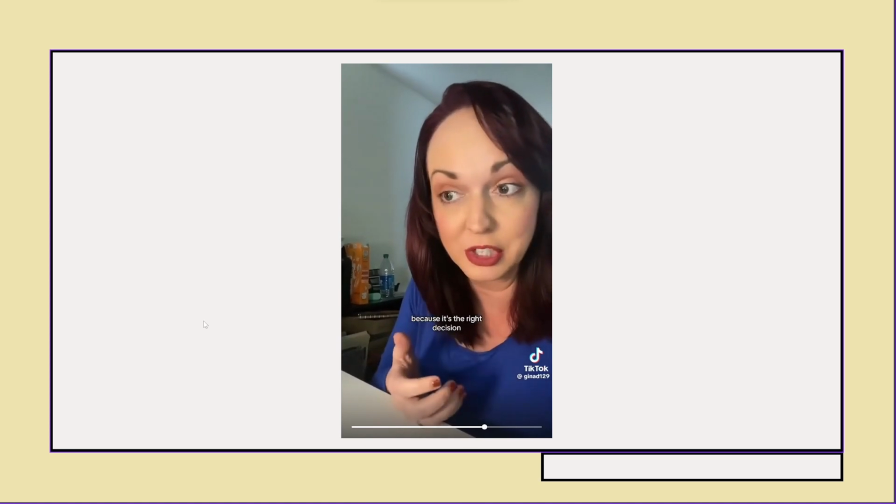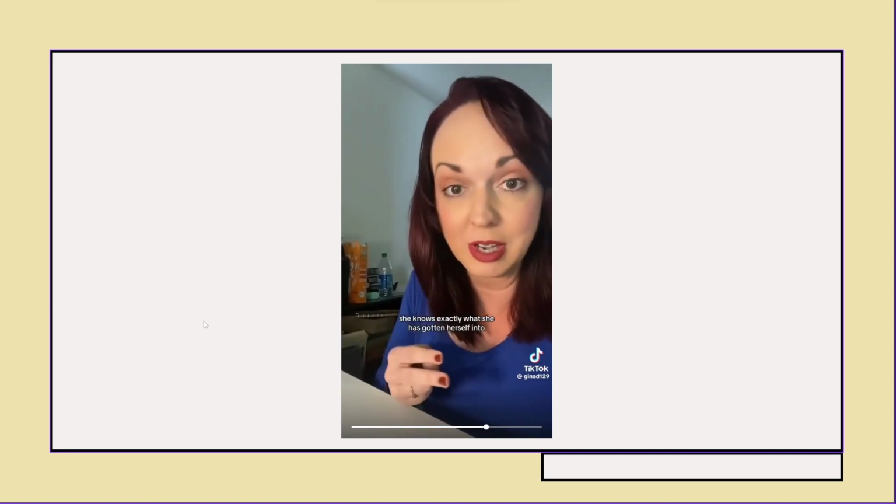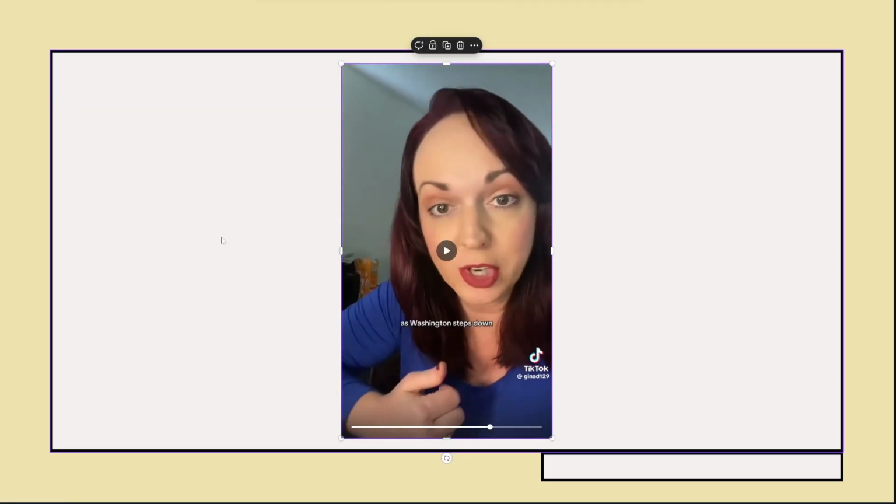She's willing to go through this because it's the right decision, but she is doing it with eyes wide open. She knows exactly what she has gotten herself into. It is going to be like this until this situation is over, and she is going to survive it. She's making that choice on purpose. In Hamilton, that pinch point happens as Washington.